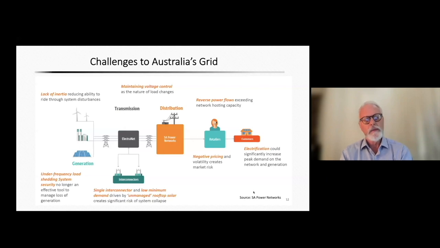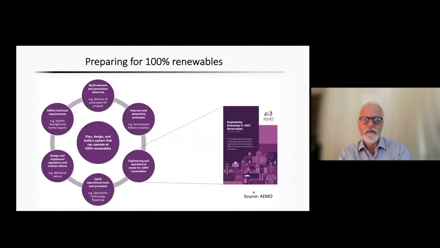the issues of lack of inertia as you decommission these spinning synchronous machines, the issue of maintaining voltage control, we'll speak about that quite a bit, the issue of interconnectors, which is very important for places like South Australia, reverse power flows exceeding the network's hosting capacity, negative pricing that I've told you about, and then electrification of demand. We'll also speak a little bit more about that and its implications for peak demand.